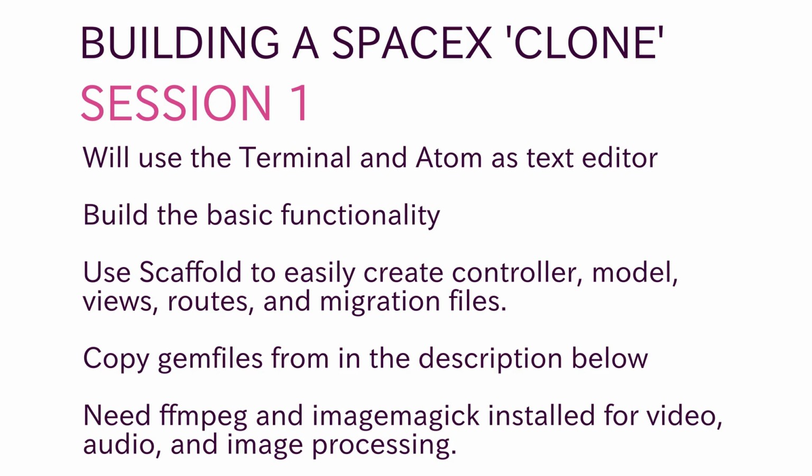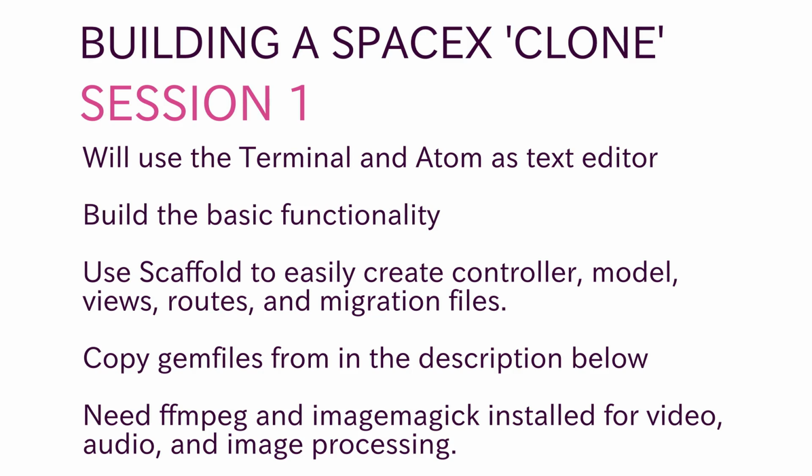I will use the terminal and Atom as a text editor. You can use whatever you feel comfortable with. In this session, we will build out the basic functionality. I will use Scaffold to easily create a controller, model, views, routes, and migration files. There are gems below that you can copy, and you can actually ahead of time put them in a separate text editor. And we need to have FFmpeg and ImageMagick installed for video, audio, and image processing. I will provide how to install it for Ubuntu and Linux, and there are links to how to install it for Mac and Windows below in the description.